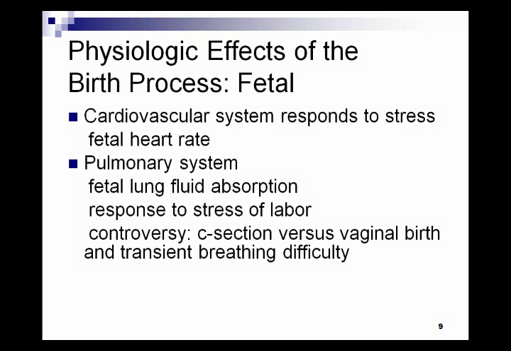As far as the pulmonary system, the fetal lungs produce fluid to allow normal development of the airways. Lung fluid must be clear to allow normal air breathing after birth. So what happens is labor speeds up the absorption of lung fluid, and that's related to the catecholamines and the prostaglandins that are a result of the stress of labor.